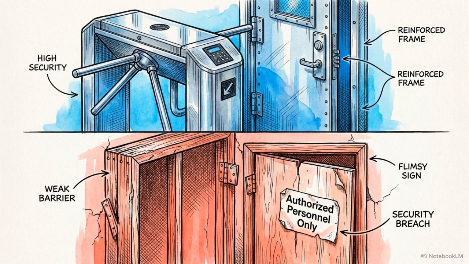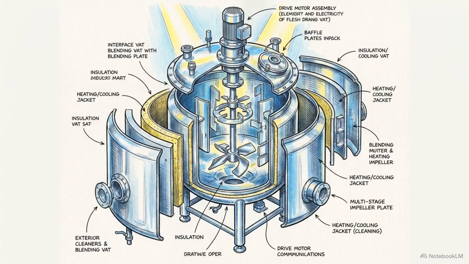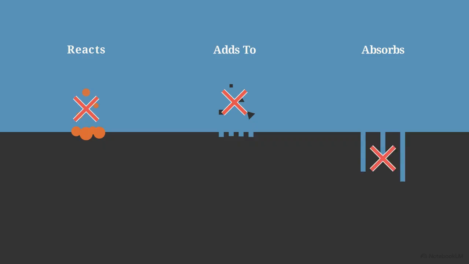Physical zoning is a primary defense. If a facility's geometry allows for cross-traffic, staff procedures alone cannot ensure consistent compliance. Review your equipment list and assign a specific hygiene schedule to every machine. The core requirement is that machinery cannot present a hazard to the product. The surfaces must not react with, add to, or absorb the chemicals being processed.